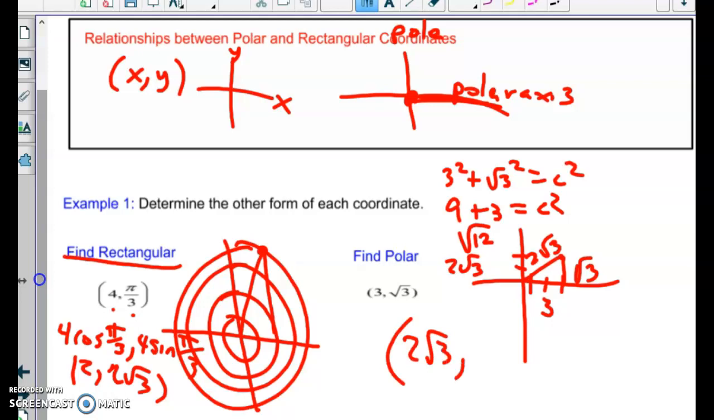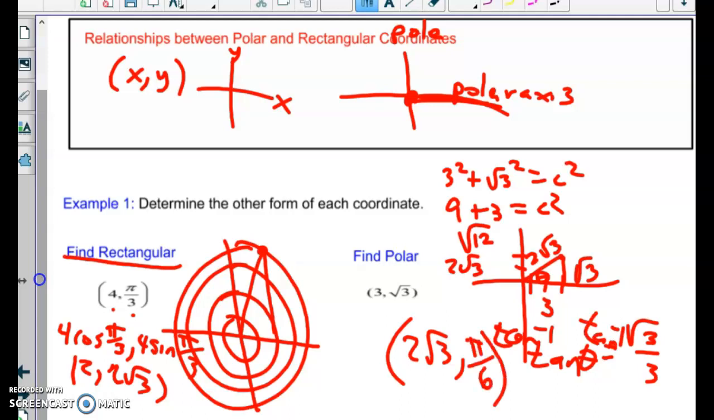And the second part is finding the angle. So I know that the tangent of this theta from the horizontal is equal to the opposite over the adjacent, inverse tan of each side. And if I recall correctly, that happens at pi over 6.